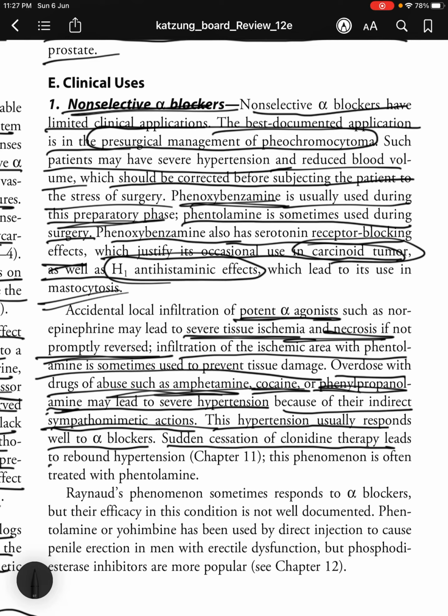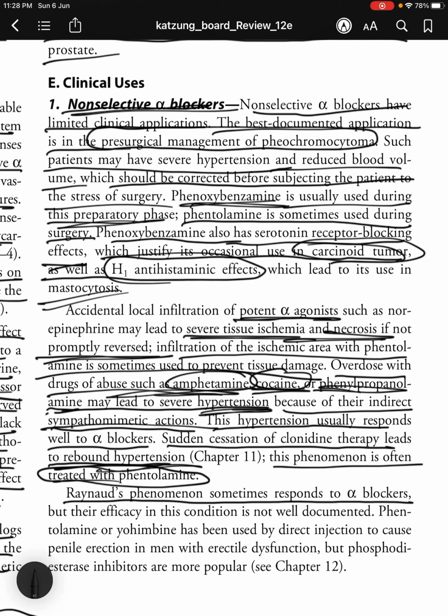So sudden cessation of clonidine therapy leads to rebound hypertension. This phenomenon is often treated with phentolamine. Okay. So overdose with drugs of abuse such as amphetamine, cocaine, or phenylpropanolamine may lead to severe hypertension. Even sudden cessation of clonidine therapy also results in hypertension, which is treated with phentolamine.